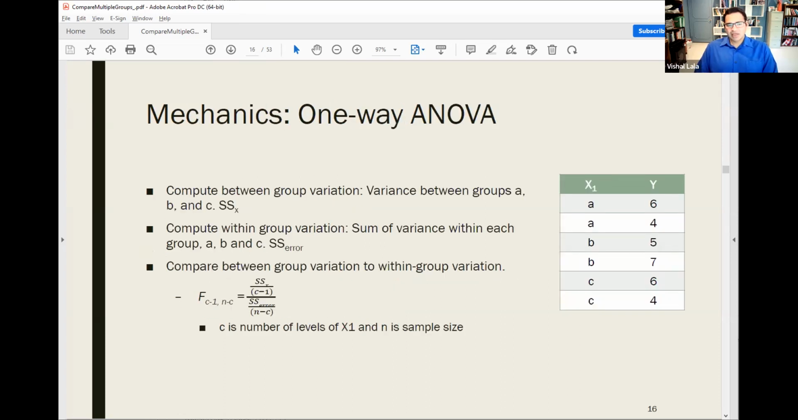Moving in, let's examine the mechanics of one-way ANOVA. Going back to our toy example, on the right we have x1 with three levels A, B, and C, and we're comparing the levels A, B, and C in terms of y. Mathematically, or just based on data, you can think about us comparing the effects of A, B, and C based on some other variable y. So here's what it looks like. We're really interested in comparing this block to the next block and to the next block.